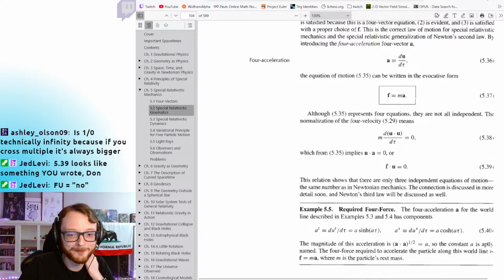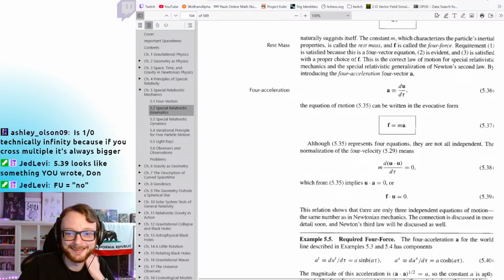I asked physics depression about this equation. I was like, oh man, I hope he doesn't think that I'm a troll right now saying F dot U.